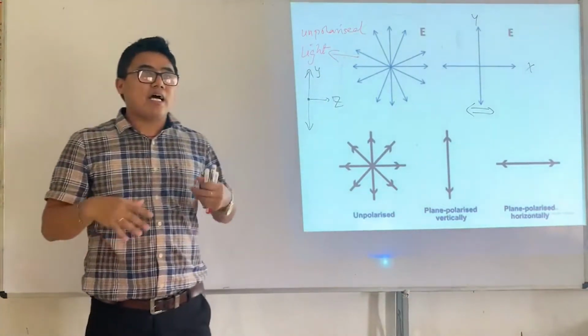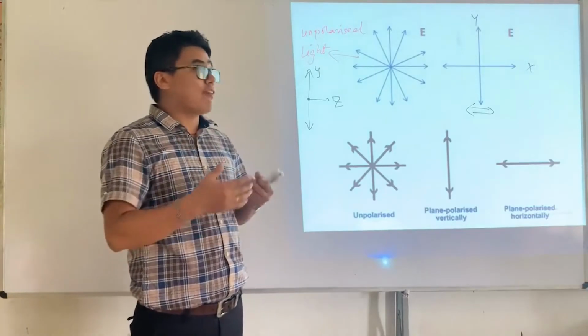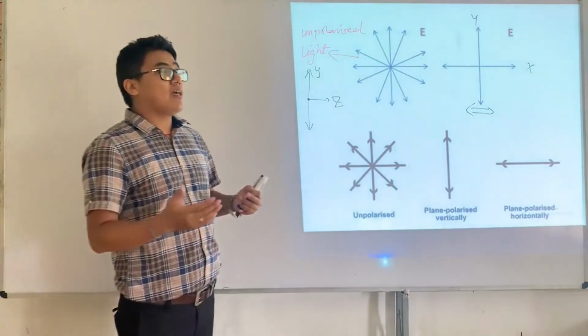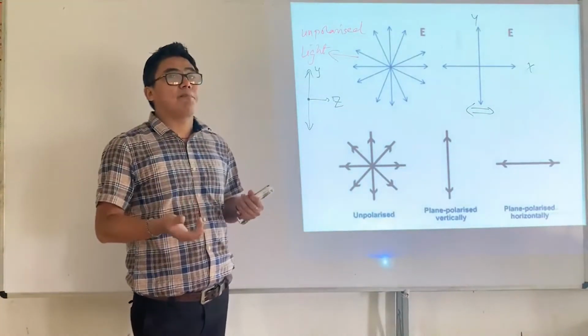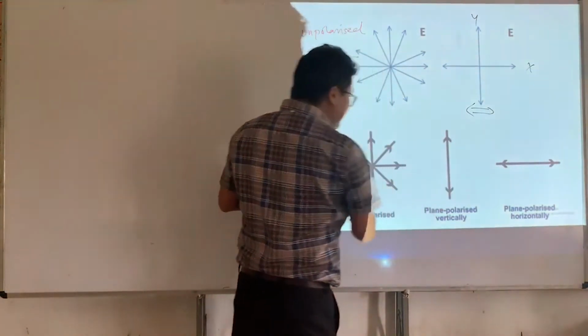Since light is an electromagnetic wave, it is all about the oscillation of the electric field and magnetic field. The detailed electromagnetic wave we will study in chapter number 8. Now I have here these three pictures.